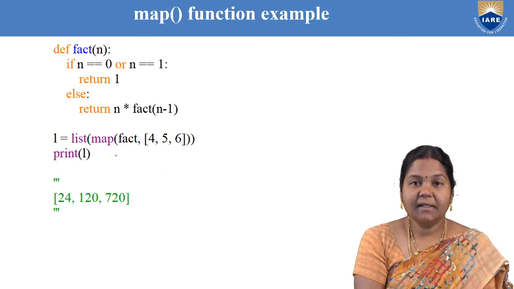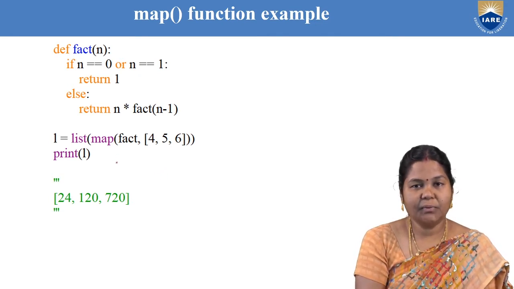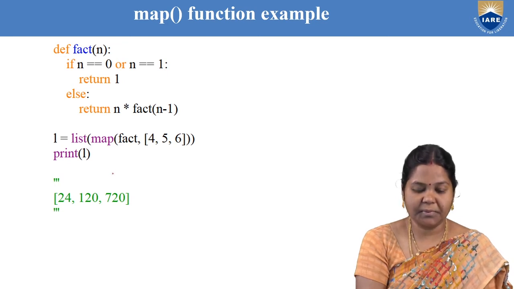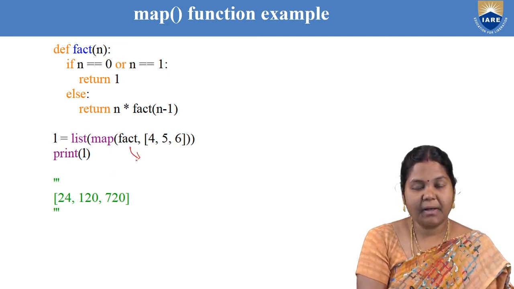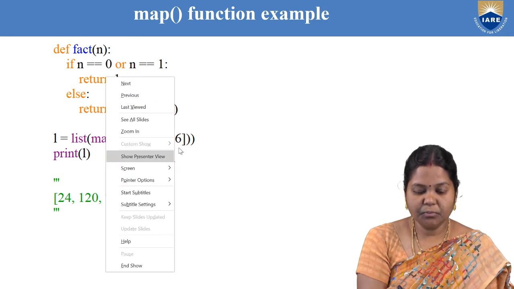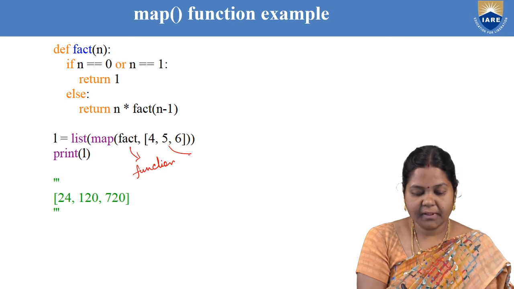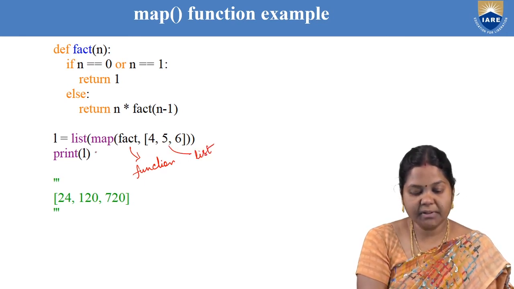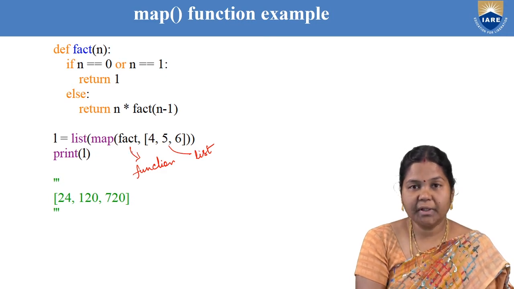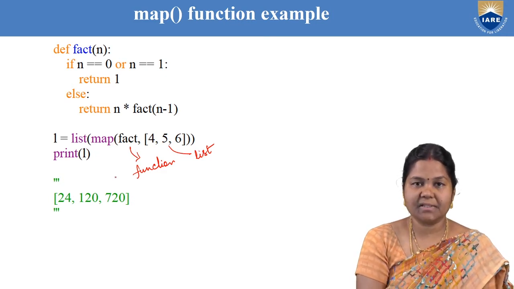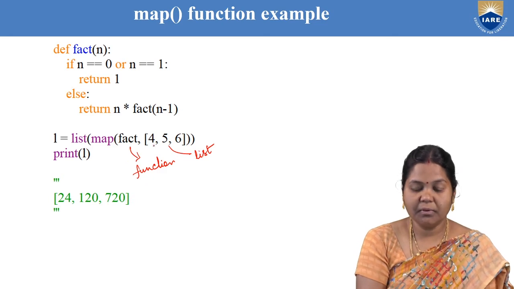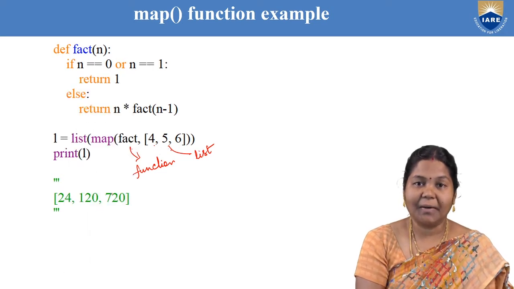Now, let us see that to the map function, we can write our own user-defined function as the first argument. So map of fact, this is our function. To this function, we have provided one iterable, which is our list. The map function should execute this function for each and every element of the list. So it should find the factorial of 4, factorial of 5 and factorial of 6. The function is applied on each and every element. That is called mapping.